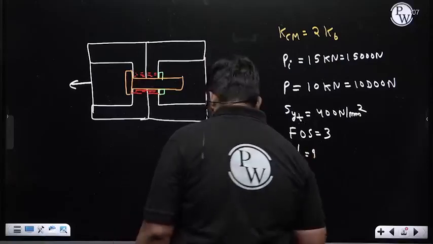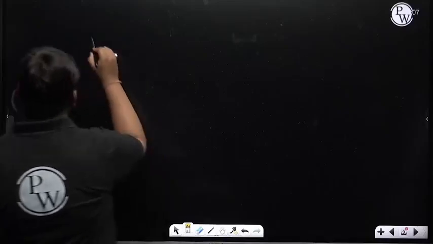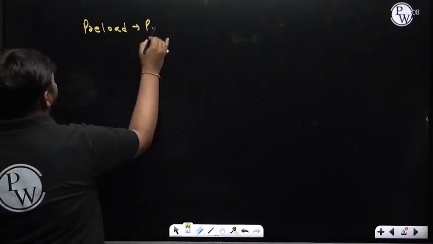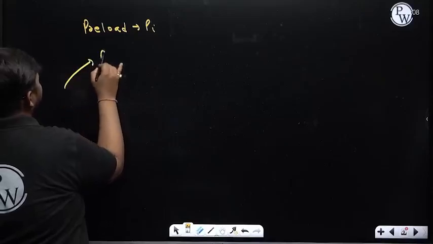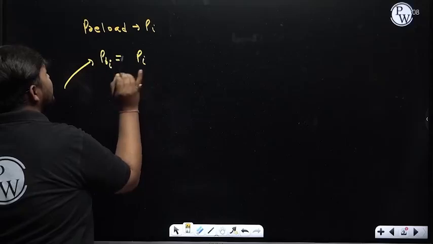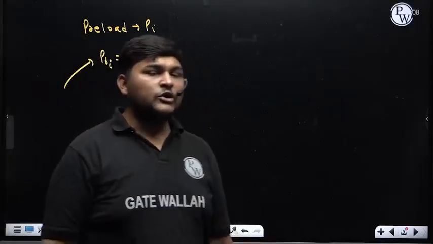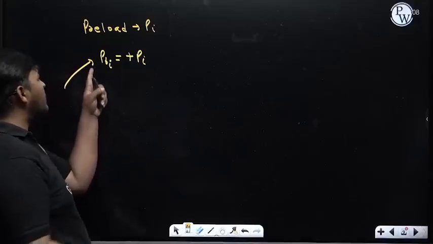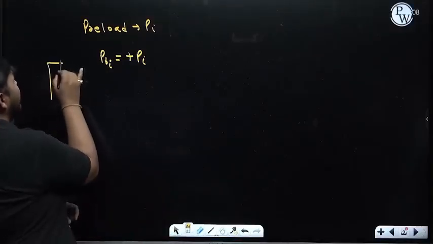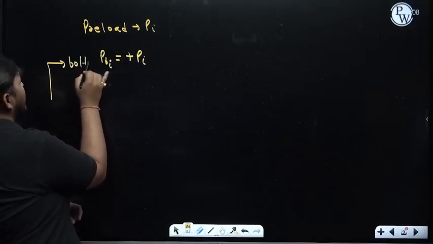Now, first, if we talk about the effect of preload in the bolt, the preload is Pi. Due to this preload, an axial force will be induced in the bolt, which I am representing as PBI. It will be equal to Pi and its nature will be tensile. I am representing tensile with plus and compressive with minus. So due to preload, the axial force in the bolt will be of value plus Pi. Why plus Pi? Because the value is Pi and the nature is tensile. So this is the effect of preload in the bolt.